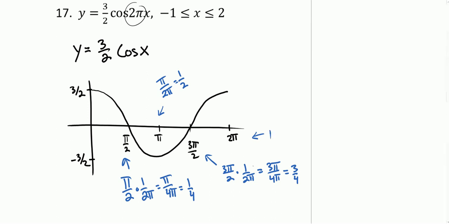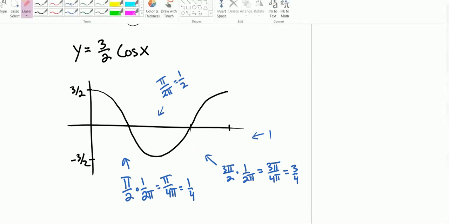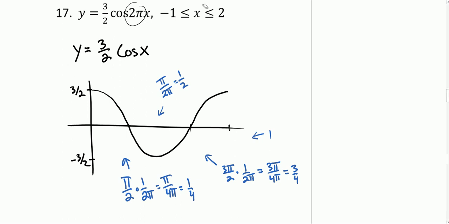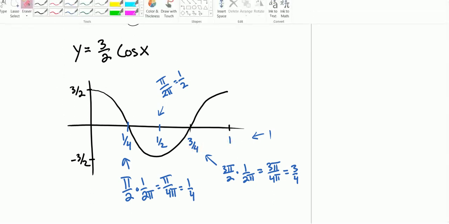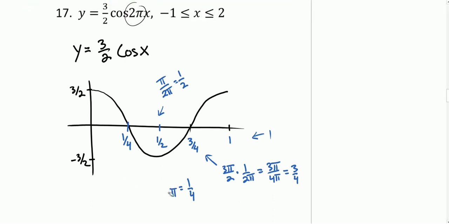So now I'm going to adjust the x scale. Our first x-intercept is at 1/4. Our minimum value is at 1/2. Our second x-intercept is at 3/4. Our maximum is at 1. So now I have the first period of our function graphed.